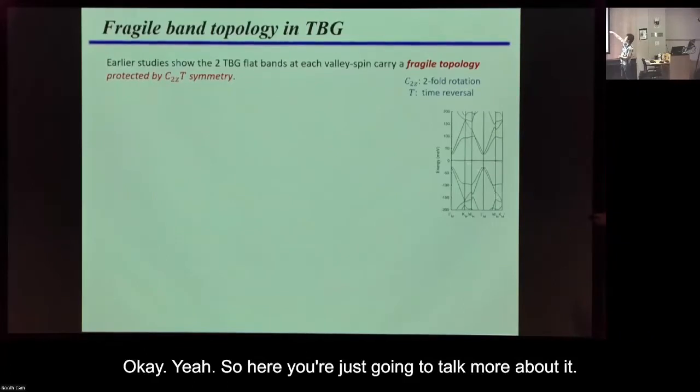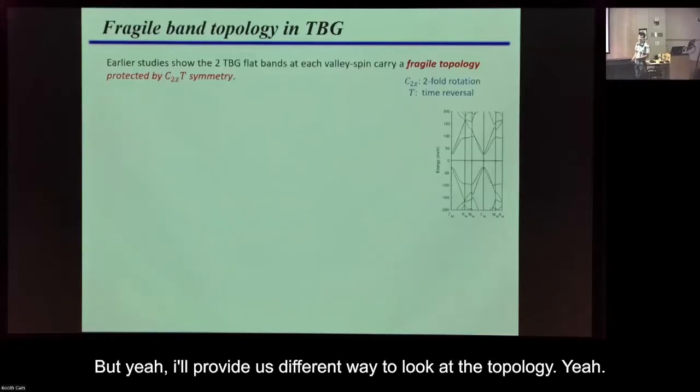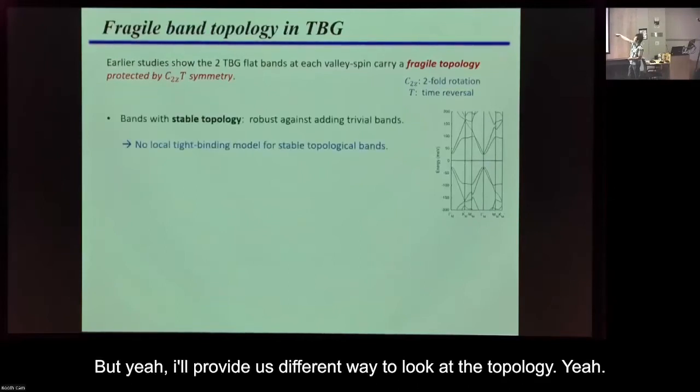So here, I'm going to talk a little more about the fragile topology of the twisted bilayer graphene flat bands, which I guess you already know from the earlier talks. But again, I'll provide a slightly different way to look at the topology. So basically, fragile topology.